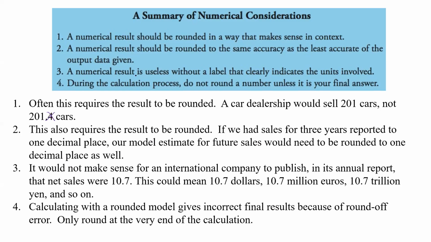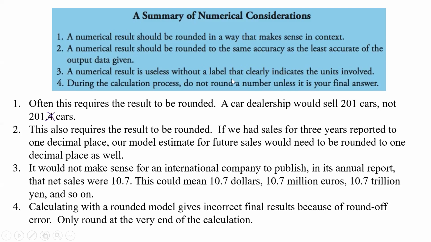All right, so a numerical result is useless without a label that clearly indicates the units involved. So you notice I put billions of dollars, things like that. So for number 3, it would not make sense for an international company to publish its annual report that net sales were 10.7. Okay, well, that could be $10.7, 10.7 million euros, 10.7 trillion yen, and so on. So you have to really put those units on there, otherwise nothing makes sense.